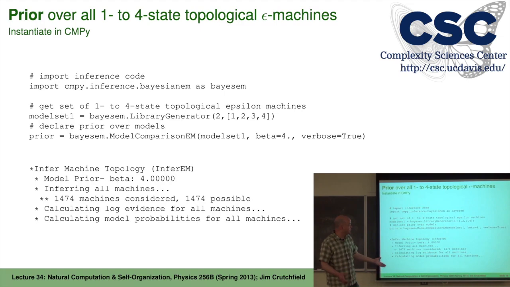If you were to run this, it would say this as it's calculating. Because I didn't generate any data and I didn't feed it anything, this is just the prior over these model structures. So that's what it says here: beta is 4. There are 1,474 candidate machines. They're all possible because there's no data to eliminate any of them. A priori, they're all possible.